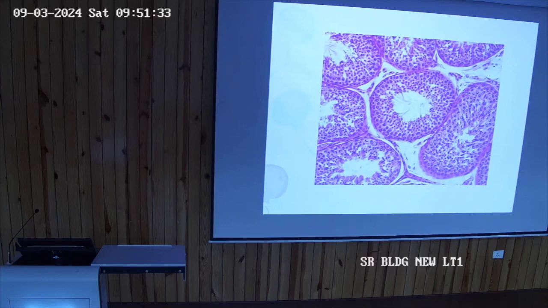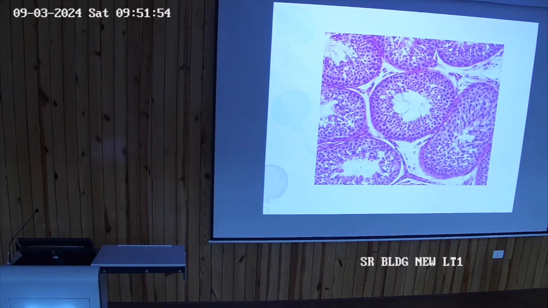And why is it a stratified layer? Because we have germ cells in different stages of spermatogenesis. The lower ones are spermatogonia. They differentiate into primary spermatocytes. In the middle region and above, we have secondary spermatocytes and spermatids.